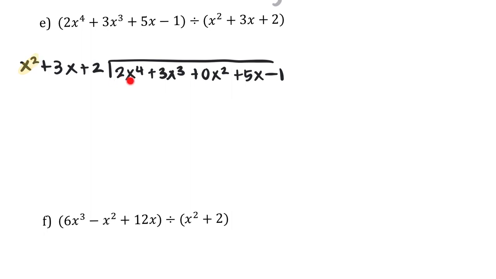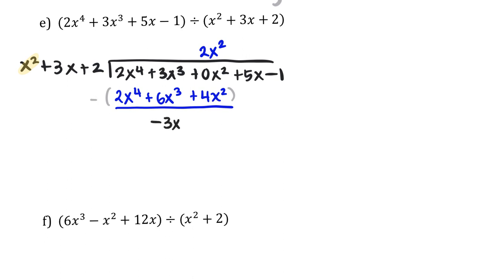Okay, x squared to get 2x to the fourth, times 2x squared, like terms. 2x to the fourth. 2x squared times 3x squared, 6x cubed, 4x squared. Subtract. Okay, cancels. 3 minus 6, negative 3x cubed, 0 minus 4, negative 4x squared. I'm going to bring down the 5x.